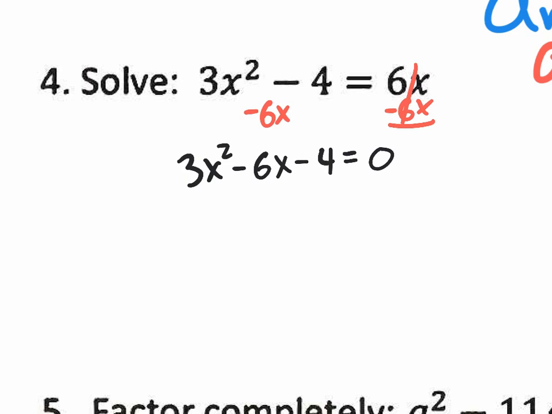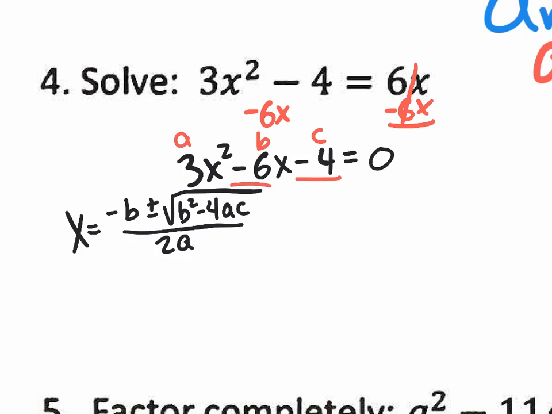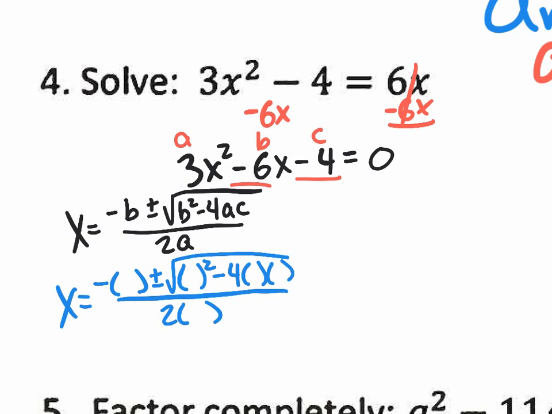Now after that, we could use the quadratic formula, or we could try to factor, split, and solve. I'm going to go with the quadratic formula. So my a value is 3, my b value is -6, my c value is -4. There's my quadratic formula. x equals -b plus or minus square root of b squared minus 4ac, divided by 2a. Then we're going to replace the b's, the a's, and the c's with parentheses. And then we simply plug in those values.